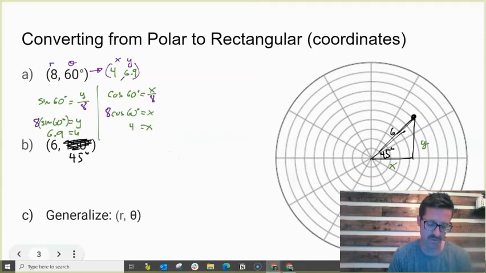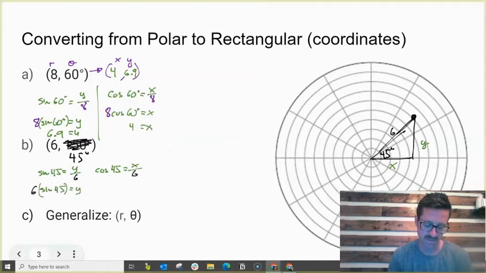Well, if you're good with special right triangles, you may already know the answer to this, but we're just going to solve it using standard right triangle trig. And so what I see is that the sine of 45 equals opposite over hypotenuse. And then I'll go ahead and show the cosine. The cosine of 45 to find our x-coordinate is going to be equal to x, the adjacent over the hypotenuse. So this is going to become 6 times the sine of 45 whenever we solve it.